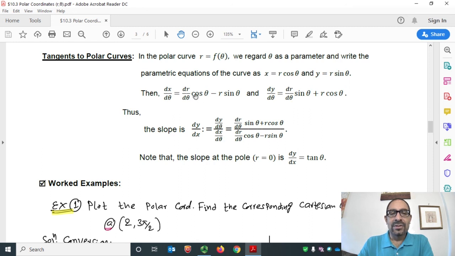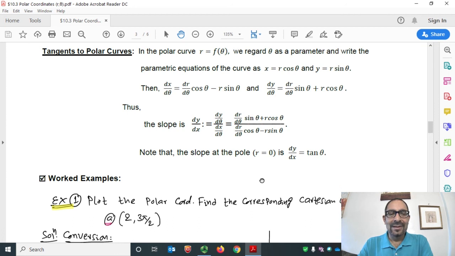Then putting these two values here, it turns out to be dr over d theta times sine theta plus r cosine theta, all over dr over d theta cosine theta minus r sine theta. Note the slope at the pole means put r equals 0, so these two terms disappear, so we only have these terms, and dr over d theta cancels, then sine theta over cosine theta becomes tan theta. Great. Now let's move on. Let's do some examples.